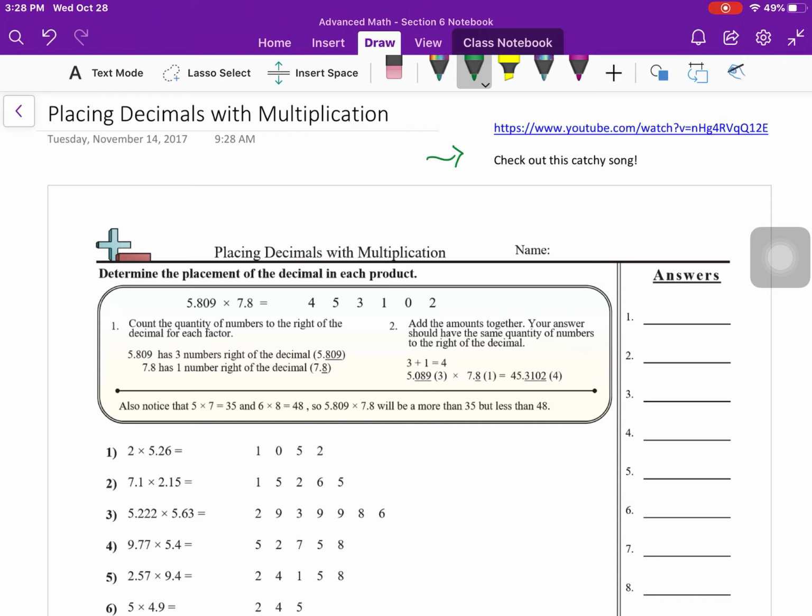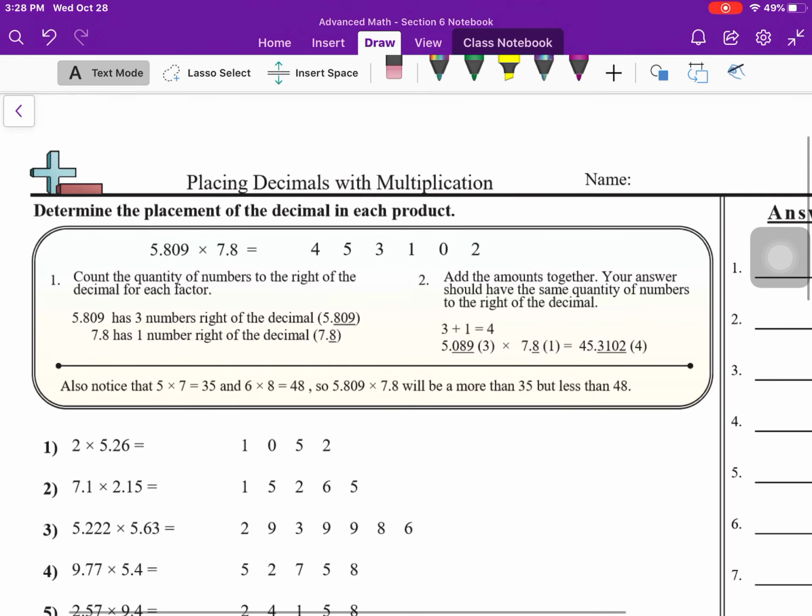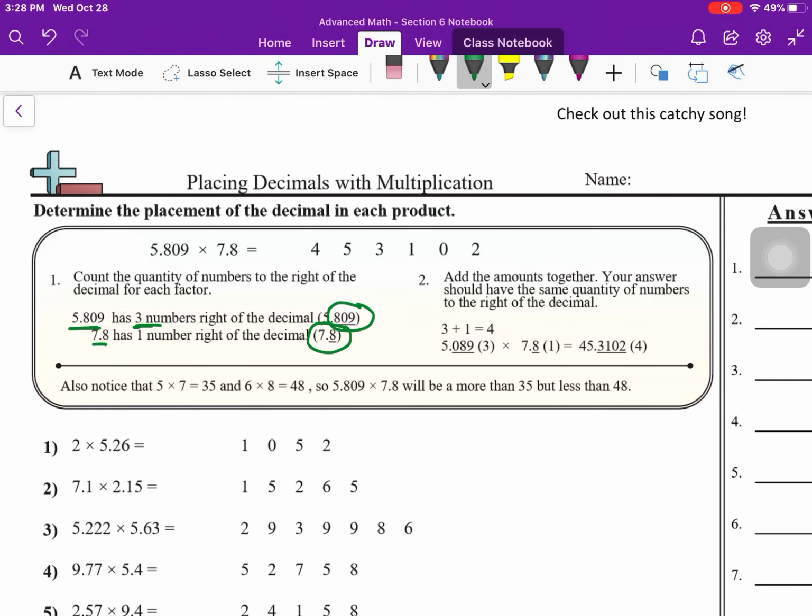Knowing where to put the decimal point is probably the trickiest part of multiplying with decimals. If you look here at this little information box, it says, determine the placement of decimals in each product. Count the quantity of numbers to the right of the decimal for each factor. Okay, so count the quantity to the right. So 5 and 809 thousandths has 3 numbers to the right. 7 and 8 tenths has 1 number to the right.